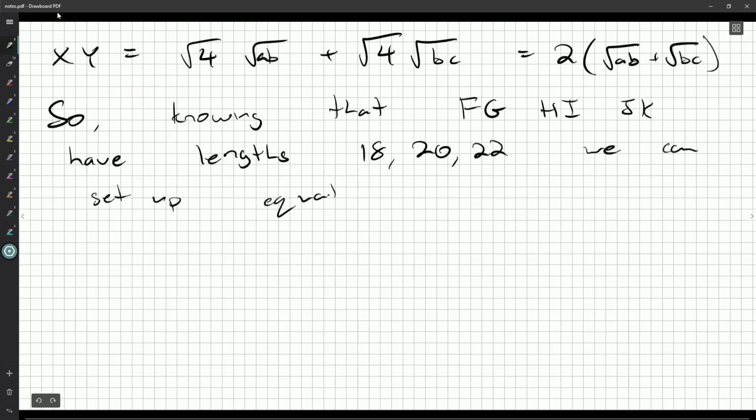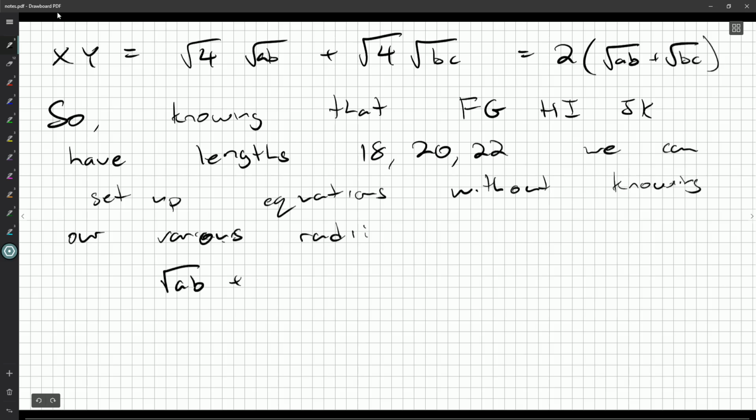We can set up equations without knowing our various radii. So one of these is going to have root AB plus root BC is equal to 18. I'm dividing by 2 here, so it is equal to 9. We'll also have root BC plus root CA is going to be equal to 10.